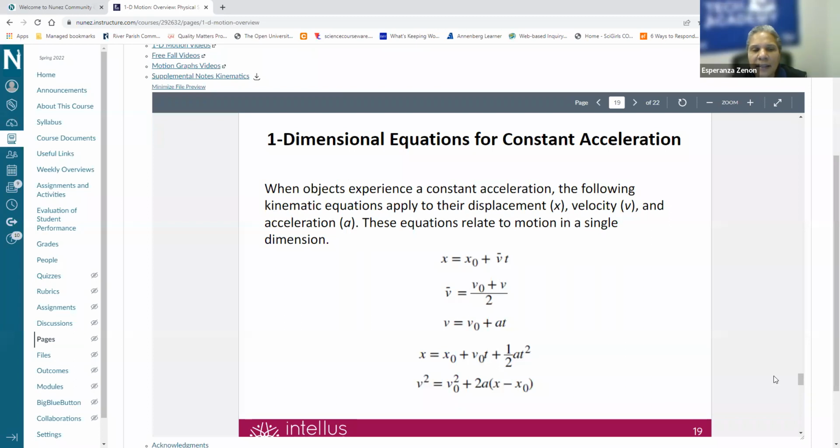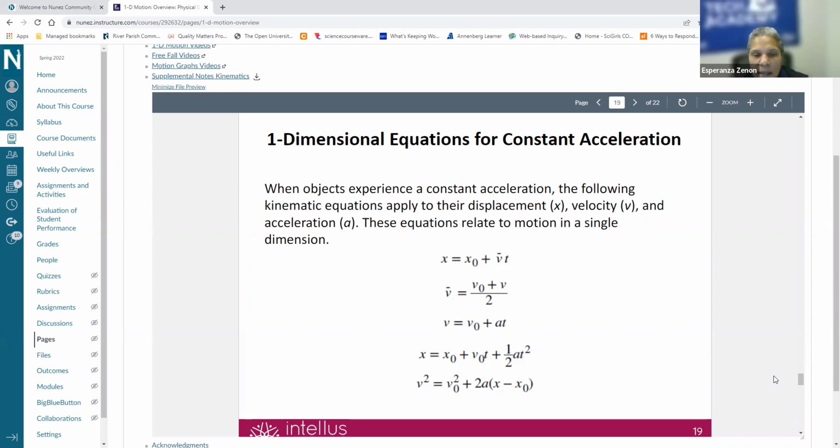So these are the equations that we use to describe a moving object when its acceleration is constant and it's moving in one dimension. So if it's moving in one dimension and the acceleration is constant, there's a set of equations we can go to help us describe the moving object. Okay. And so you see listed there those kinematic equations for 1D motion with constant acceleration. Okay. So now let's take a look at the parameters in this equation.